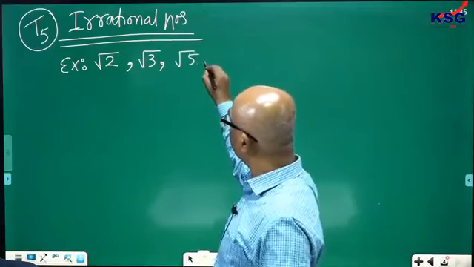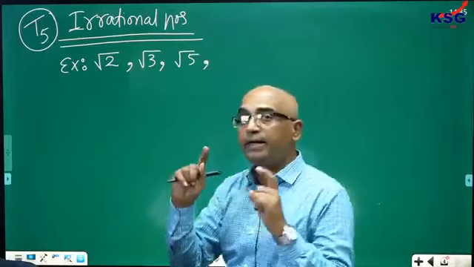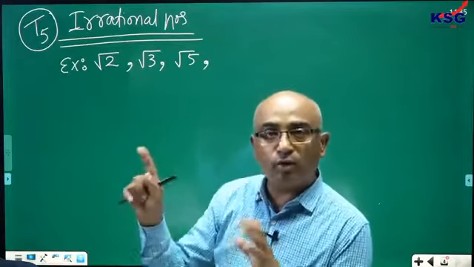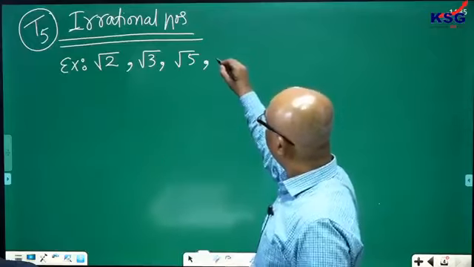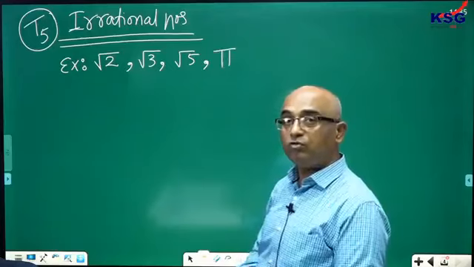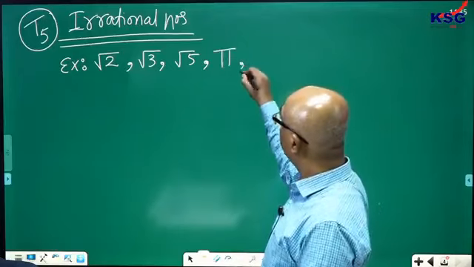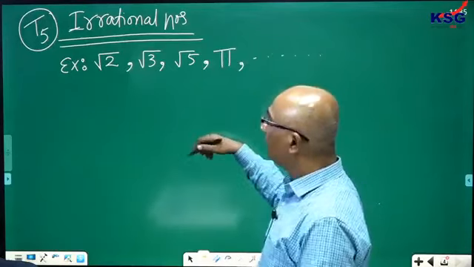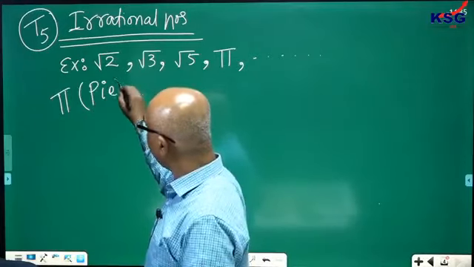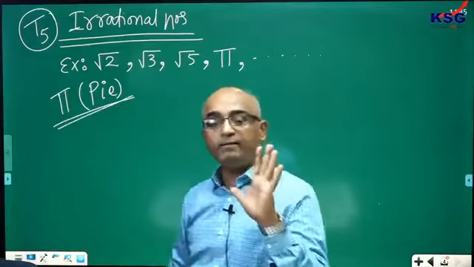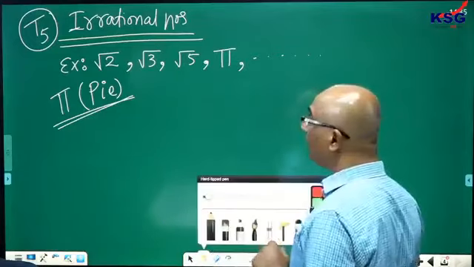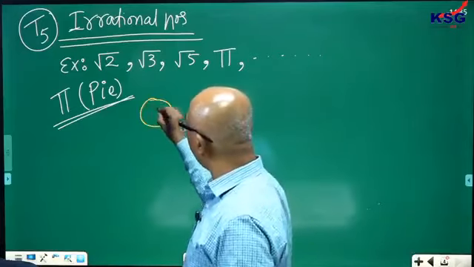Root 5 is irrational. Generally, irrational numbers come in the form of a square root, cube root, fourth root, like this. And pi is also an irrational number. Students, see here, what is pi? Pi is a mathematical constant which is derived from a circle.